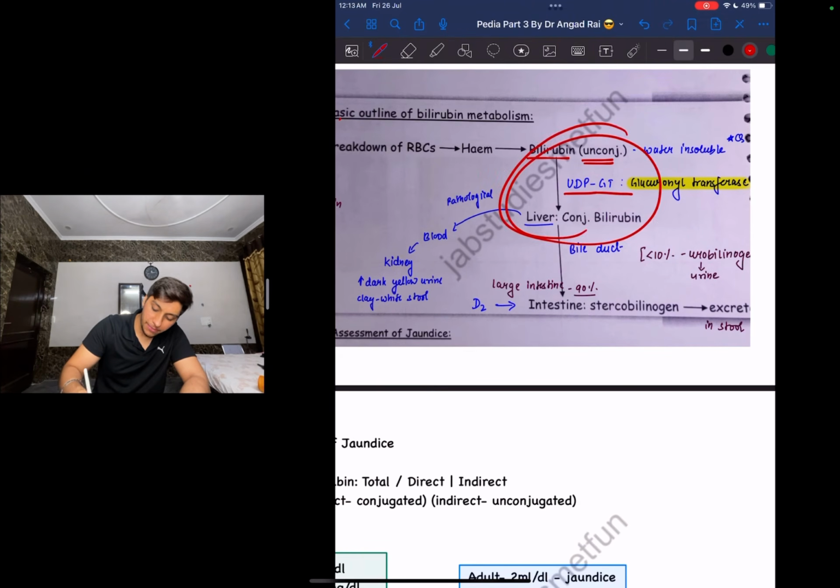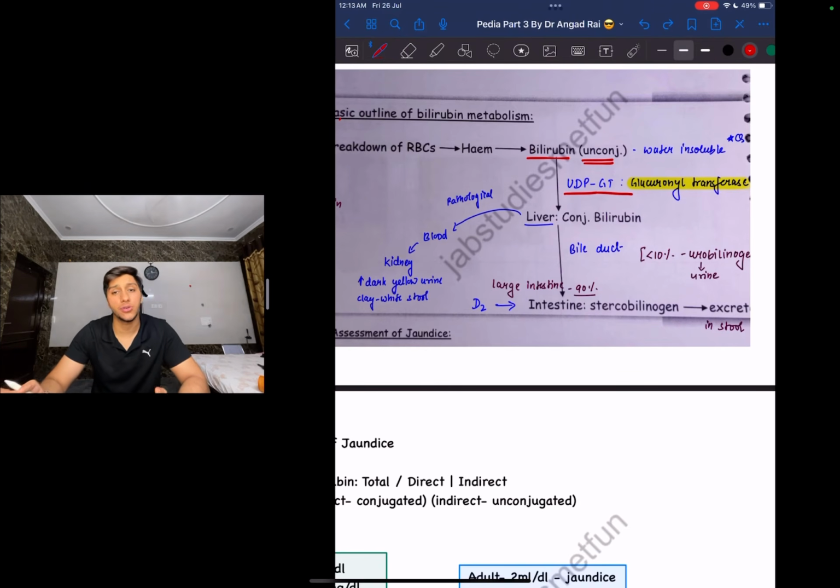Conjugation could not take place. That's why there was a build-up of unconjugated bilirubin. Maybe there was an obstruction over there, because of which it is not able to transfer into the small intestine. It gets transferred into the blood.